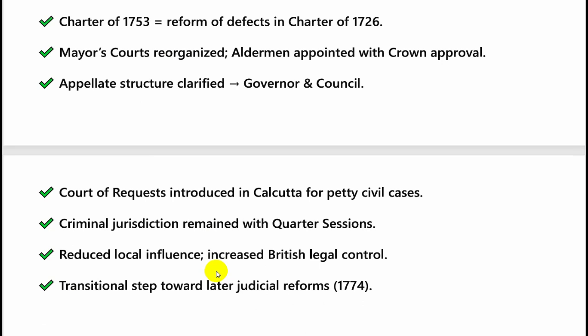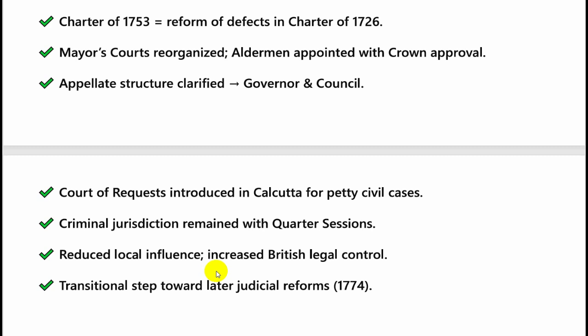So Charter of 1753 was introduced to reform the defect in Charter of 1726. Mayor courts was reorganized. Aldermen were now appointed with the approval of the Crown. Appellate structure was clarified. The appeal would now go to Governor and Council. Earlier also it used to go to Governor and Council. Court of request was introduced. These are the Small Causes Court in Calcutta for petty civil cases.